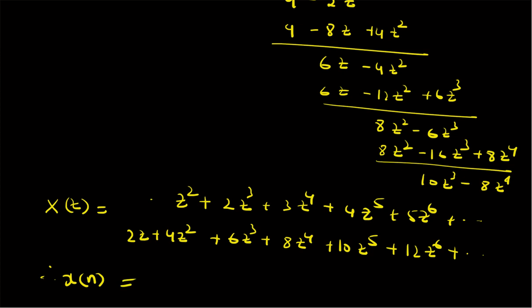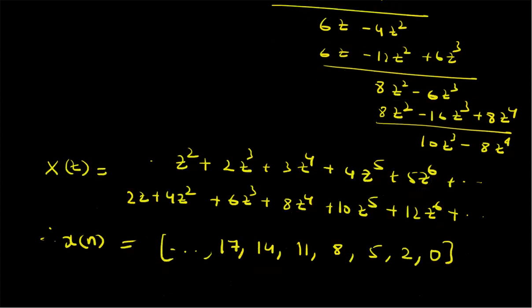Therefore x of n for the anti-causal case will be, for z power 6, that is n equal to minus 6, we have 17, and then n is equal to minus 5, we have 14, and n equal to minus 4, we have 11, and n is equal to minus 3, we have 8, and n equal to minus 2, we have 5, and n equal to minus 1 we have 2, and n equal to 0 we have 0.